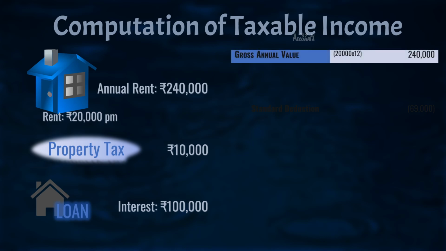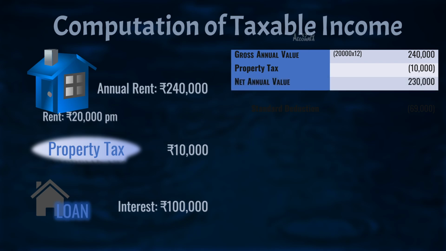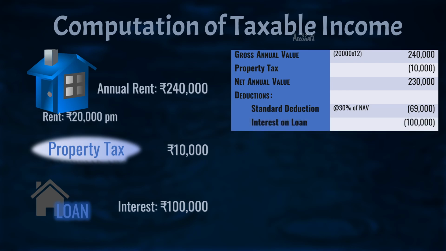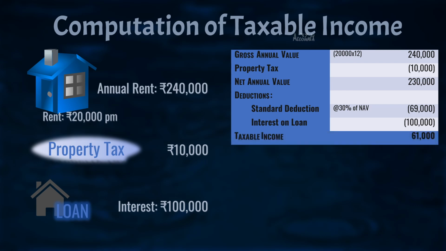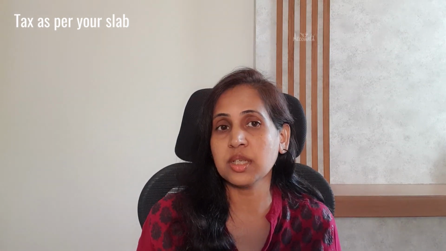First, gross annual value, which is 2.4 lakh here. From this, let's reduce property tax of 10k. So net annual value is 2.3 lakh. Then we have standard deduction at 30%, which is 69k here. Then interest on housing loan 1 lakh. So taxable rental income would be 61k. Now on this 61,000, you have to pay tax at the rate as per your slab. That is, if you are in 5% tax bracket, you have to pay 5% tax. If you are in 20% tax bracket, then 20% is the rate of tax and so on.